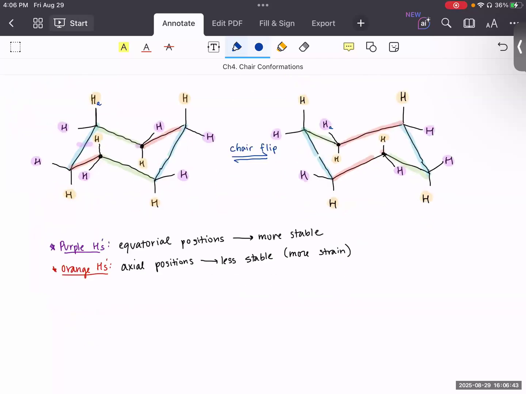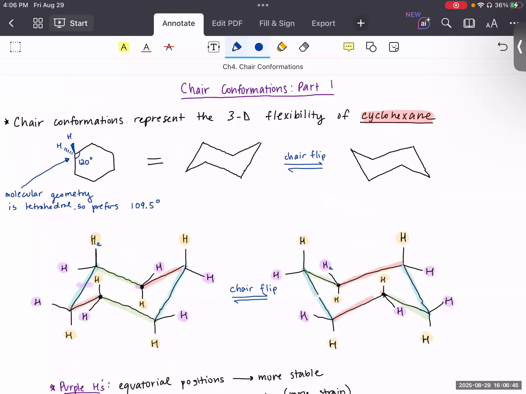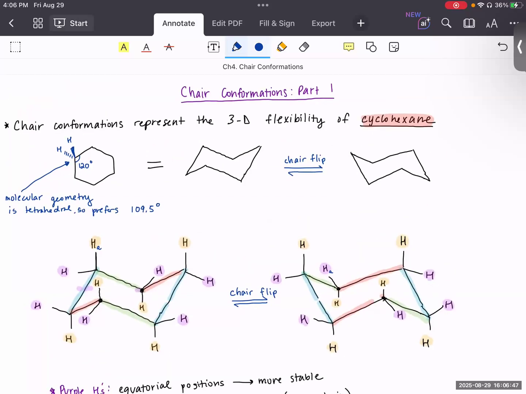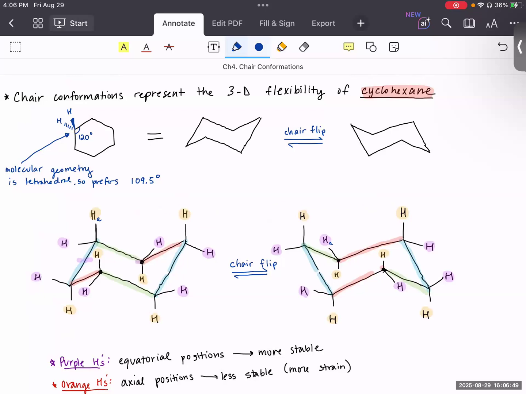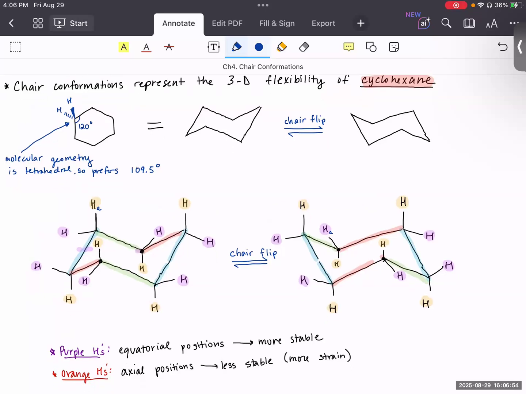Okay, so this is the basics of just being able to draw a chair and being able to fill in the hydrogens in the axial and equatorial positions. I strongly encourage you to practice drawing out the chair conformations first before doing any sorts of practice problems, just because it'll be a lot easier to do those practice problems once you already know how to draw it in the empty chair state and be able to appropriately fill in the axial and equatorial positions.